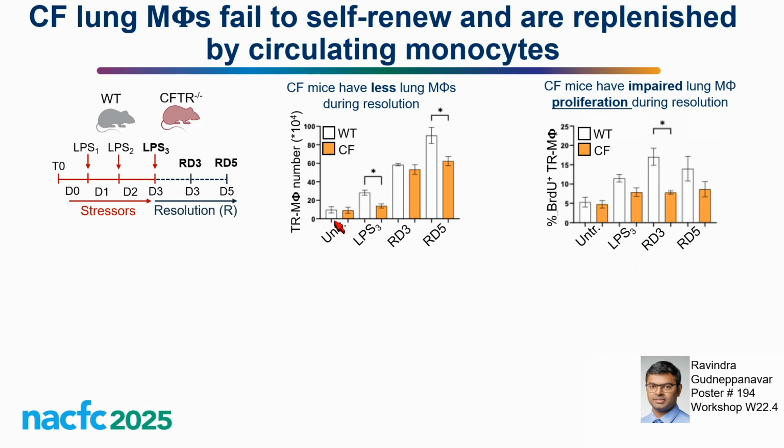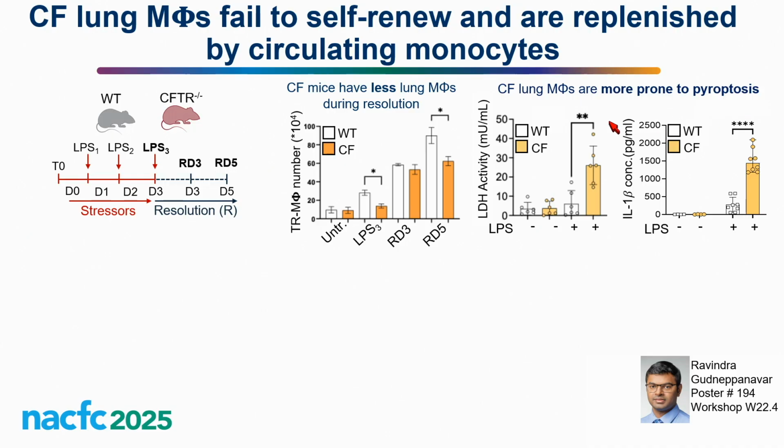As you can see here, doing this procedure in the animals, we can see the number of tissue-resident macrophages increasing over time, and this increase is blunted in the CF knockout animal. But most importantly, when Ravi looked at the BrdU, so we are looking at proliferation, what you can appreciate here is that in wild type, this white bar, those cells are proliferating, and in the CF they are not. Okay.